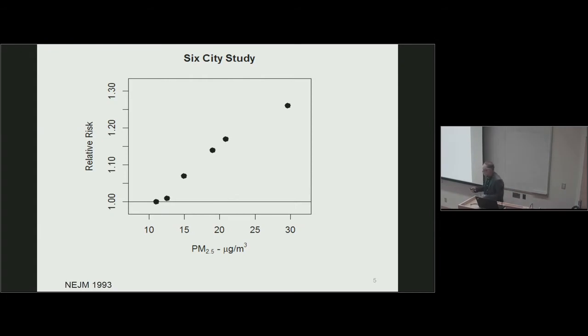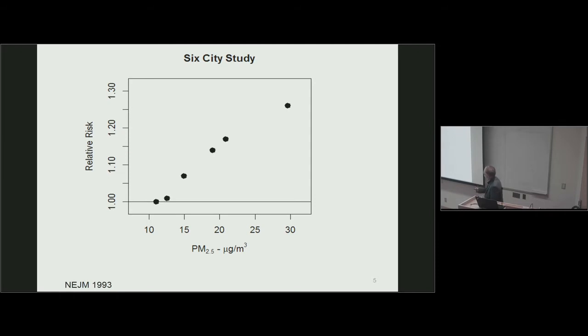Well, one of the most important studies that was ever done on this is called the Six City Study. This was a study conducted at the Harvard School of Public Health. They looked at six small communities that transected the Appalachian Mountains, all the way from Watertown, Massachusetts, to Topeka, Kansas. And the mortality rates in these six cities are plotted here.